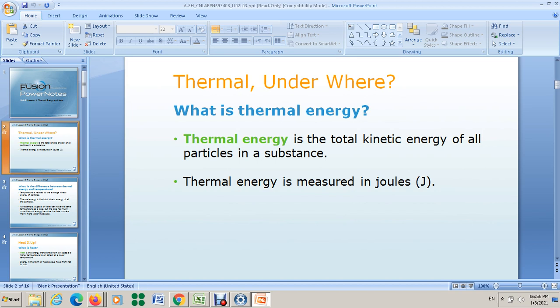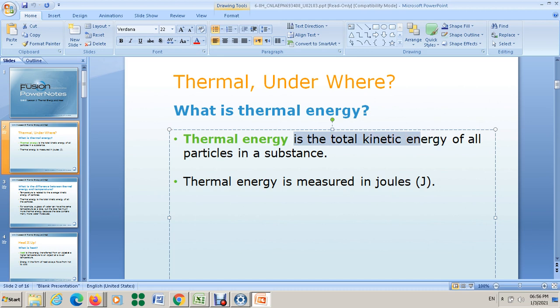We talked about thermal energy before. We said it's a form of energy. Thermal energy is the total kinetic energy of all particles in a substance. If you remember, we said all particles are moving, they have constant motion, and so the total kinetic energy of all particles in a substance, we call thermal energy. Because it's an energy, we said energy is measured by a unit, which is the joule.